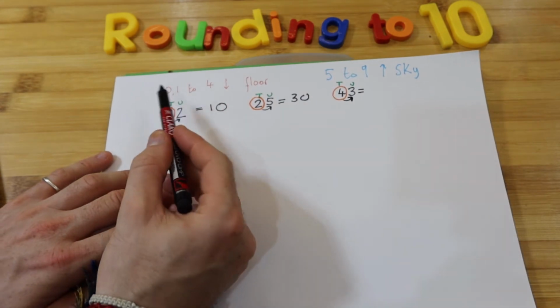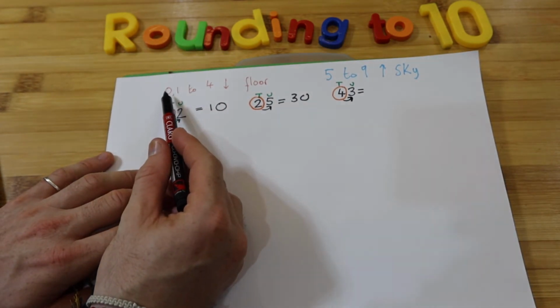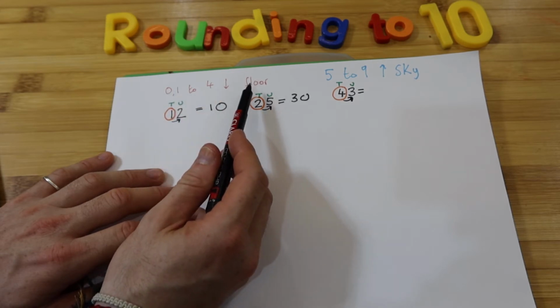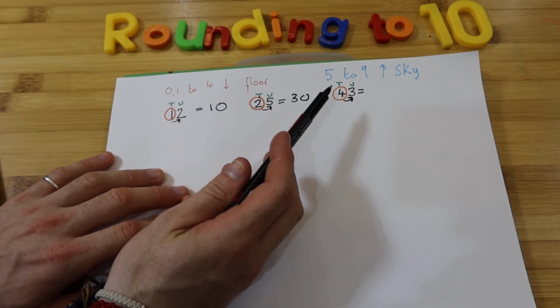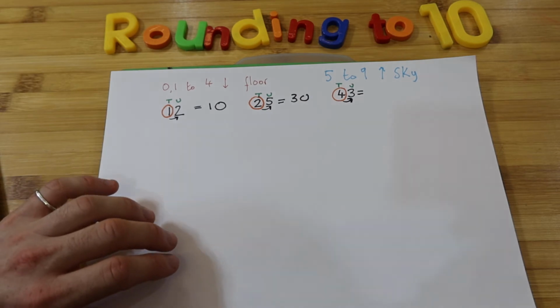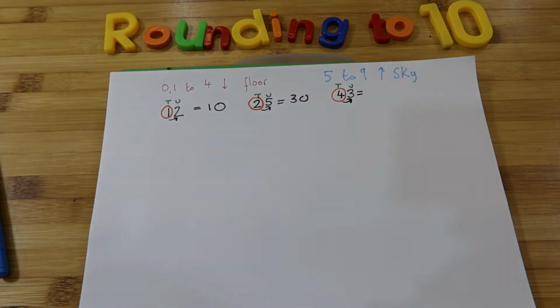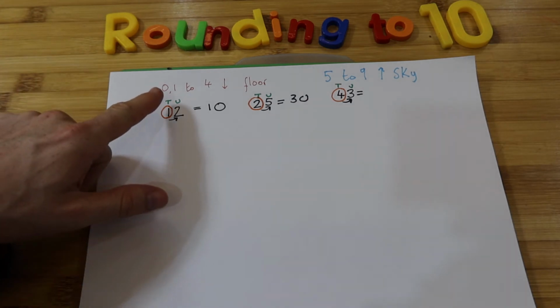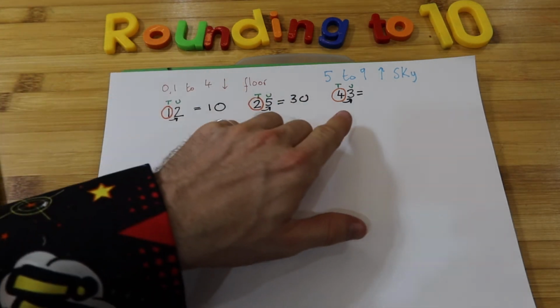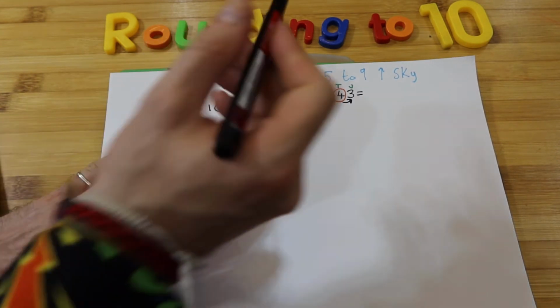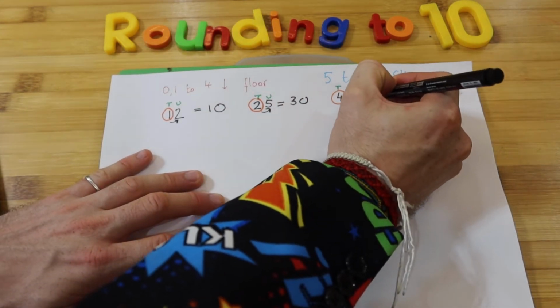So let's remember our rhyme. From 0 to 1 to 4, we round down to the floor. And if the number is 5 to 9, we round up to the sky. So where is the 3? 2, 1. Yes, we round down. So what is the nearest 10? If we round 43 down, the answer is 40.